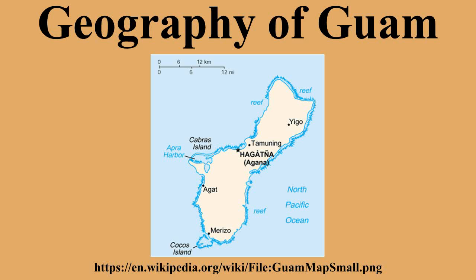Extreme points. This is a list of the extreme points of Guam, the points that are farther north, south, east or west than any other location. Northernmost point: Ritidian Point. Easternmost point: Pati Point. Southernmost point: Cocos Island. Southernmost point: Aga Point. Westernmost point: Orote Point.